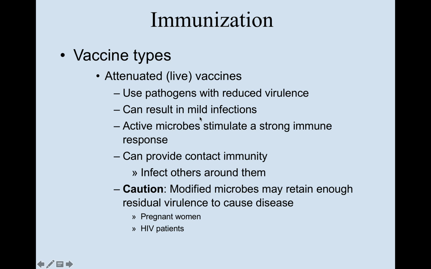One of the benefits of attenuated vaccines is that they can provide contact immunity, and can actually infect others around them. So even if you're not vaccinated, but you're near somebody that was vaccinated recently, that infection can spread to you, and then you would actually be protected as well. Caution must be warranted because the modified microbe might retain enough residual virulence to cause disease. So pregnant women and HIV patients need to be cautioned if given an attenuated vaccine.